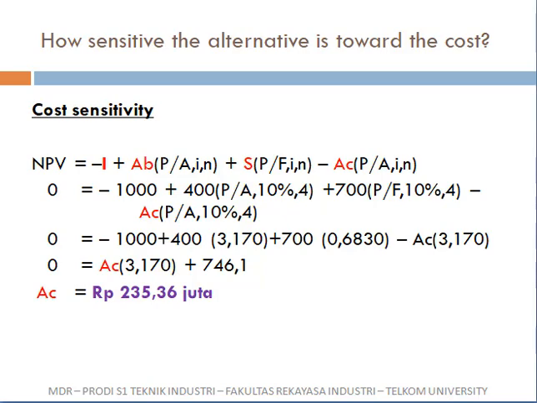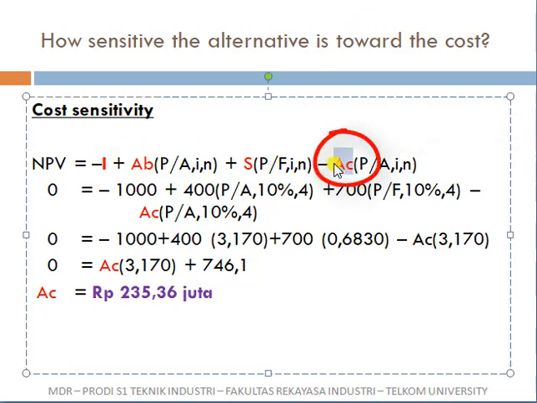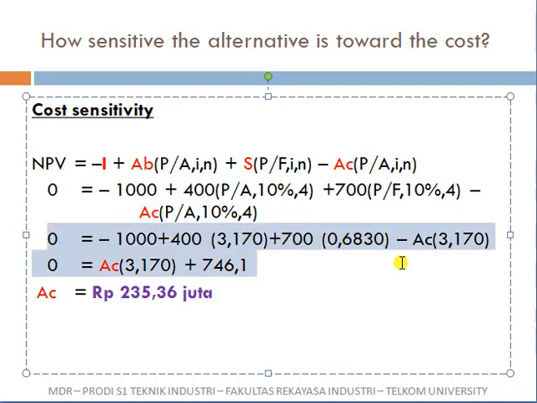Alright, now we are going to examine the cost sensitivity. Just like the previous step, we are going to isolate the annual cost. Just cover the annual cost and put the other parameters into the exact numbers: investment is 1 million, annual benefit is 400, and salvage value is 700. Just neglect the annual cost, put it alone. Then using simple algebra in here, we got the annual cost is 235.36 million.